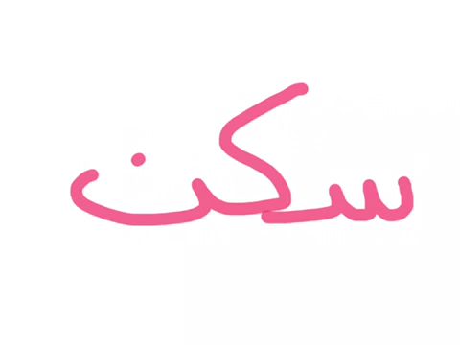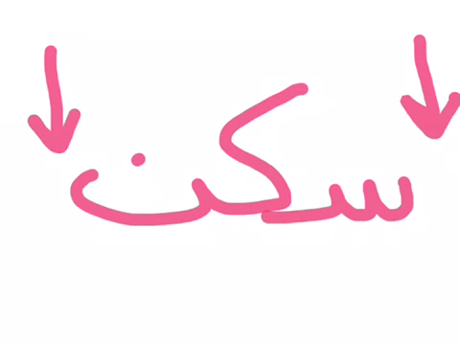It's actually the root as well. If you were going to look up this word in the dictionary, you would look it up just as you see it. Sin, kaf, and noon. But we want to conjugate it in the present tense. In the present tense, we need to add something at the beginning of the word as well as something at the end of the word.